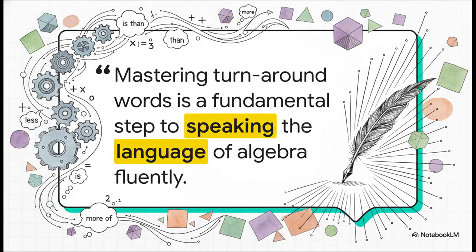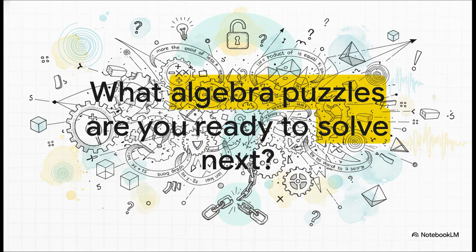So let's wrap things up with this key idea. What we've learned today isn't some weird little math trick. It's more like learning the grammar of algebra. Once you really master these turnaround words, you become much more fluent in the language of math, and that opens up a whole new world of more complex and interesting problems you can solve. You've just unlocked one of the most common traps in all of early algebra. You have the rule, you know the words to look for, and you know why it all matters. The language of math is already a little bit clearer for you. So the only real question left is, what puzzle are you ready to solve next?